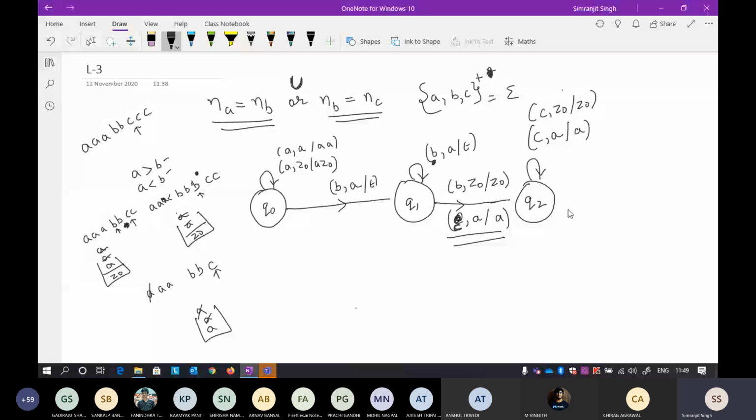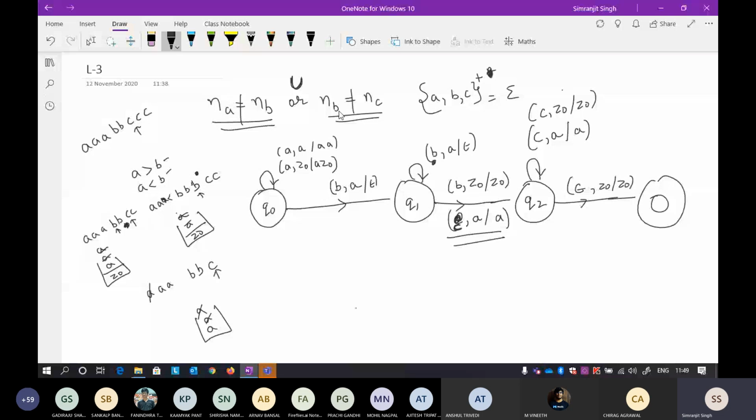Now just move it to the final state. It can be written like this one, epsilon, then Z and then Z naught, and it is moving towards the final state. So I think that will be the PDA for when the number of A's are not equal to the number of B's.